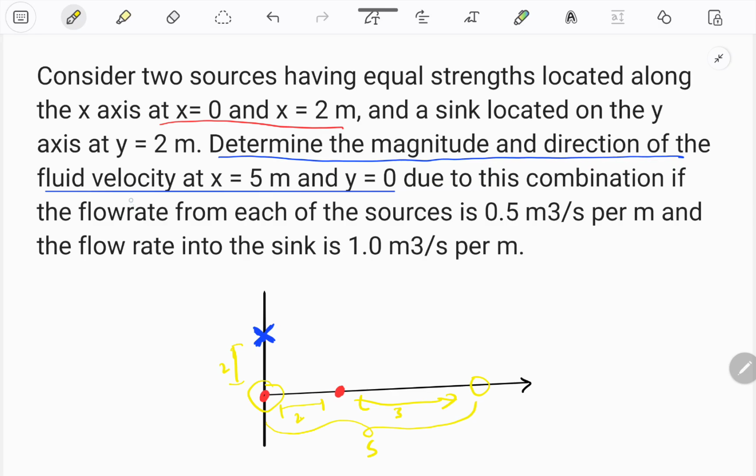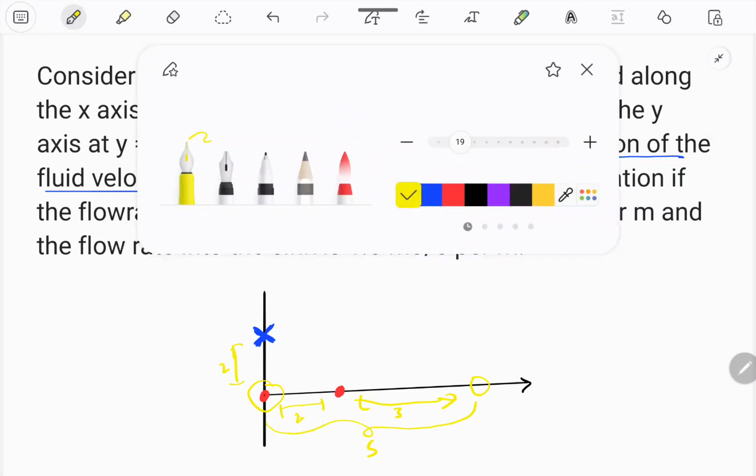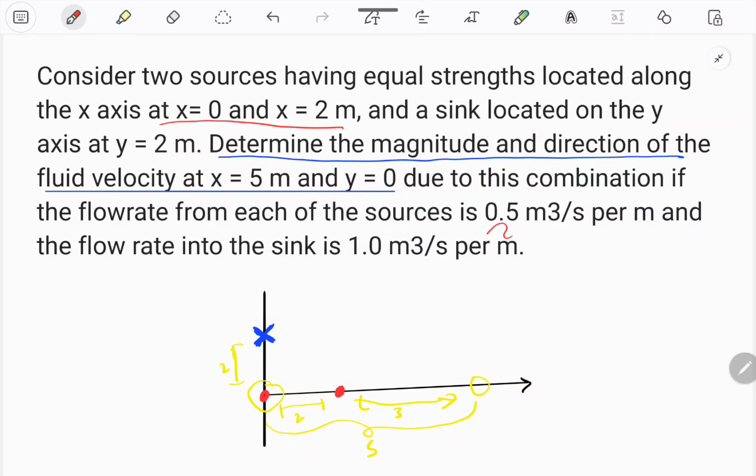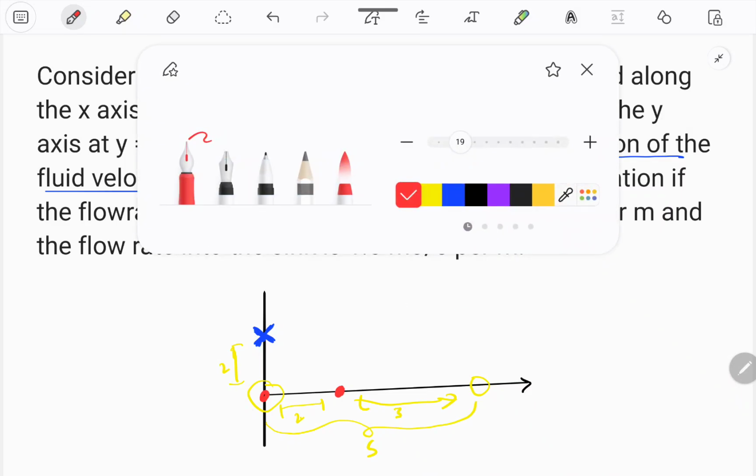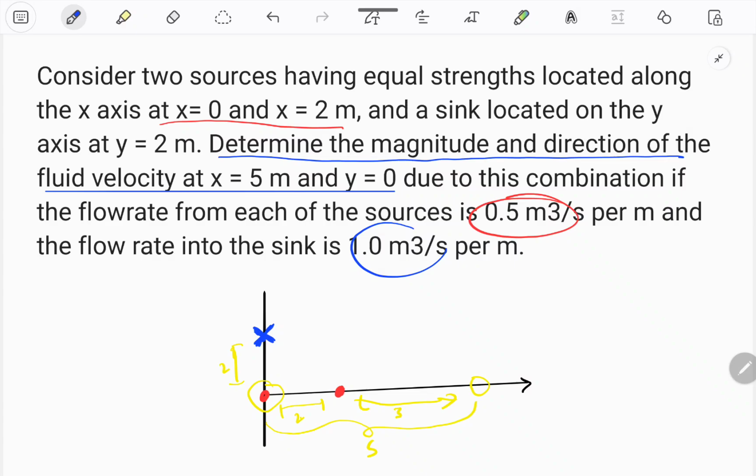Determine the magnitude and direction of velocity at this point due to a combination of flow rate in each of the sources. So sources go with that. Sources, they are red, right? So sources are red, sinks are blue. And then this is our sink. That's really interesting. Then we can try to find this distance. Looks like it would be useful.